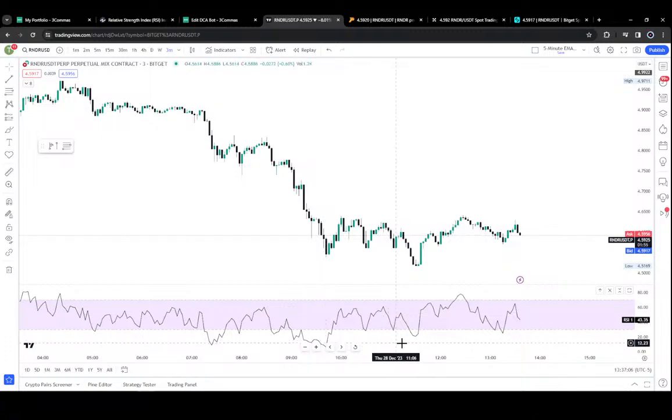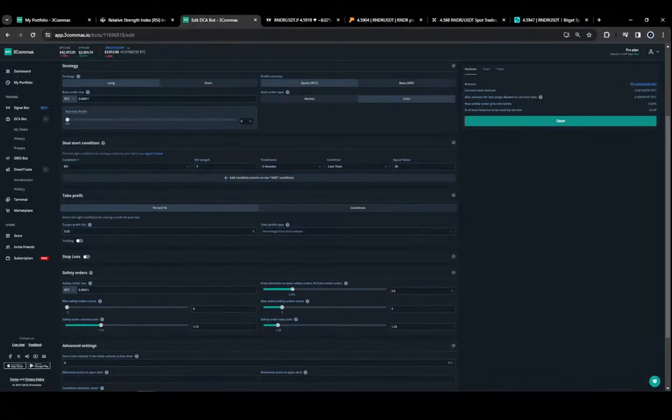Right here, maybe even, right? It's below 30. So maybe that would have been a very good place to buy, and so on. So this is how this particular RSI condition would work.